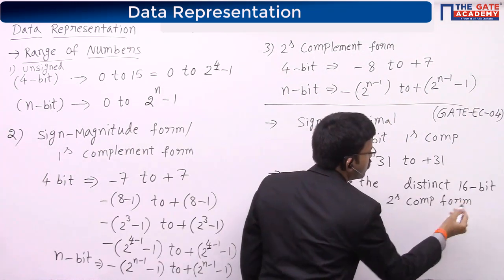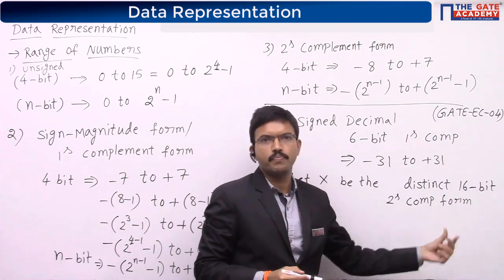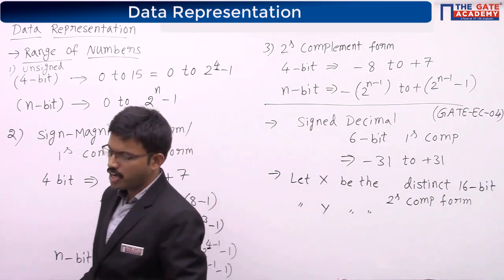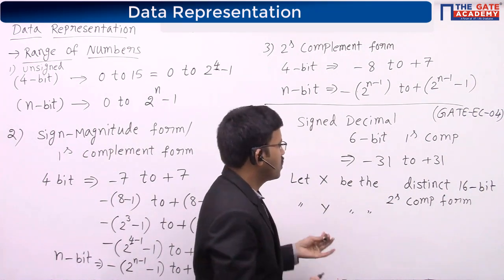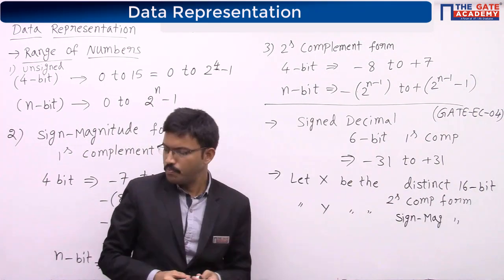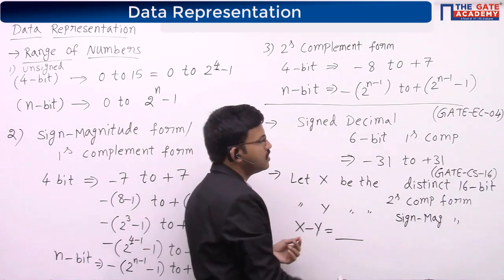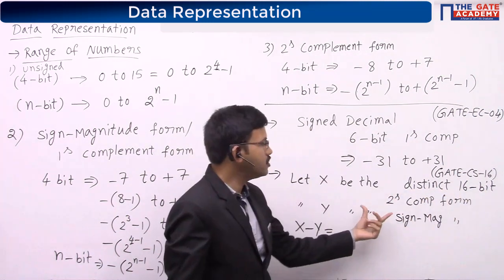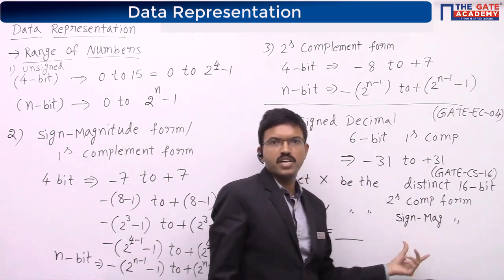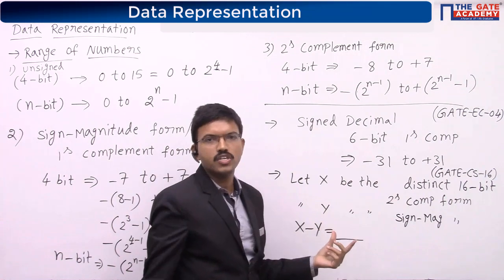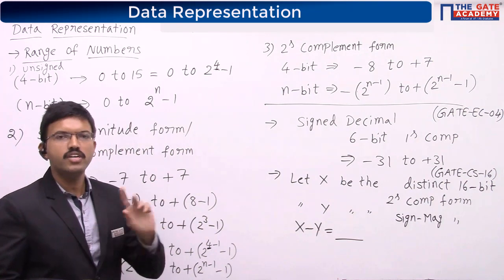Next question. Let x be the number of distinct 16-bit integers in 2's complement form. Let y be the number of distinct 16-bit integers in sign magnitude form. Then x minus y is? Here he has mentioned x is the number of distinct 16-bit integers in 2's complement form, and y is the number of distinct 16-bit integers in sign magnitude form. Whatever answer you get for this particular question will be valid for any number of bits.